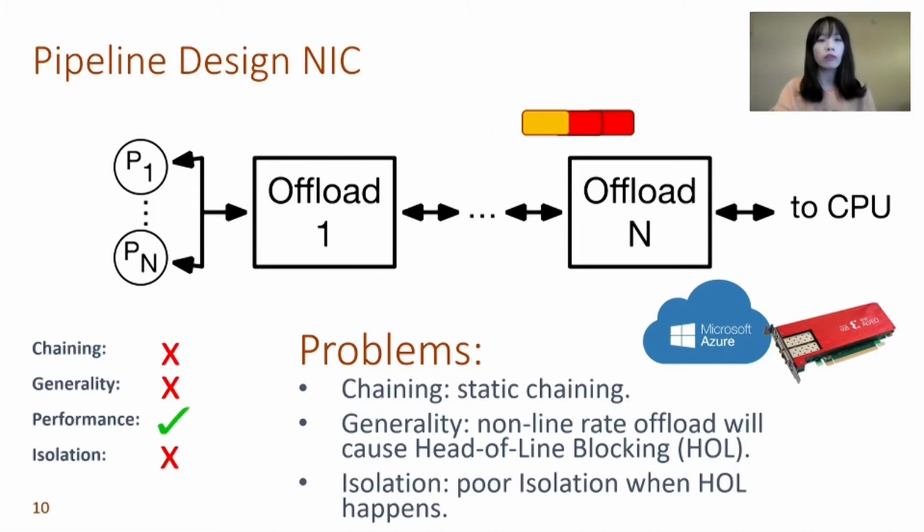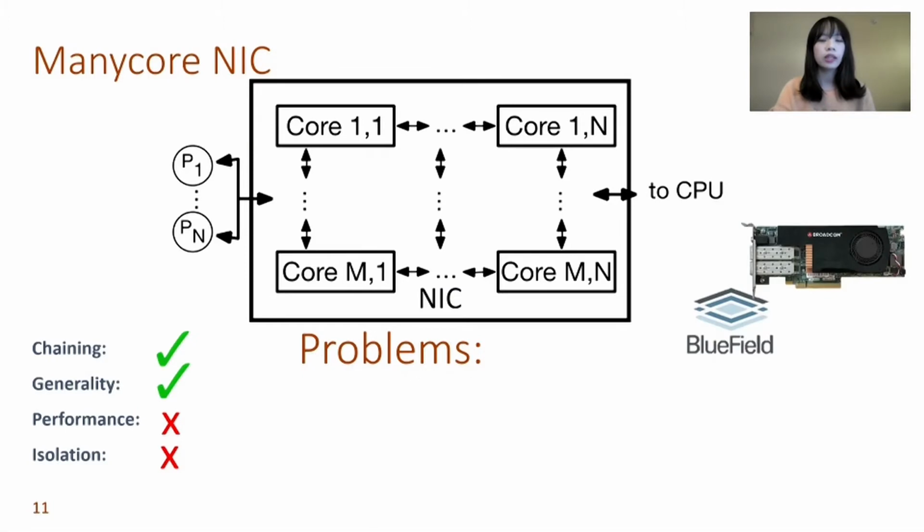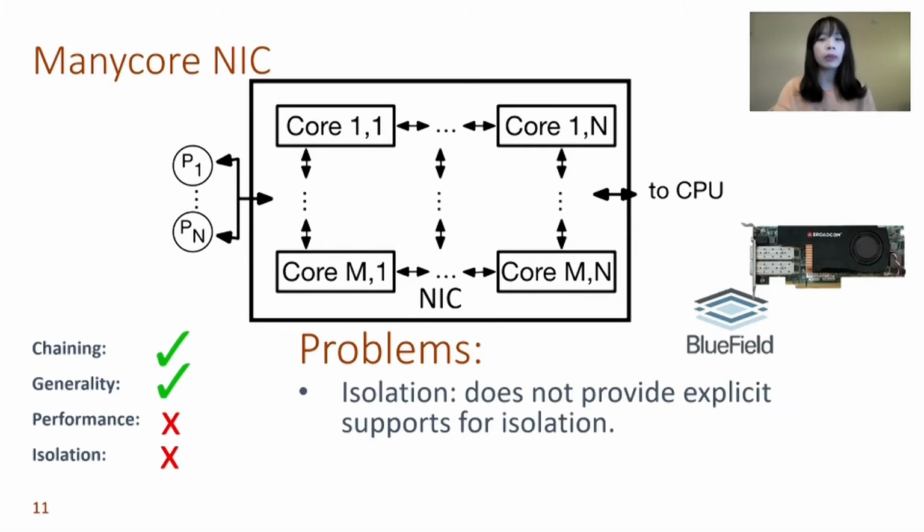So if any offload cannot run at line rate, it will cause head-of-line blocking, and this will cause isolation and performance issues. In Manycore NIC, network traffic is partitioned across parallel embedded cores. However, current Manycore NIC does not explicitly support isolation, and since there are many hardware resources in the Manycore NIC, like CPU cores, cache, and memory, providing isolation over all these hardware resources is not a simple task.